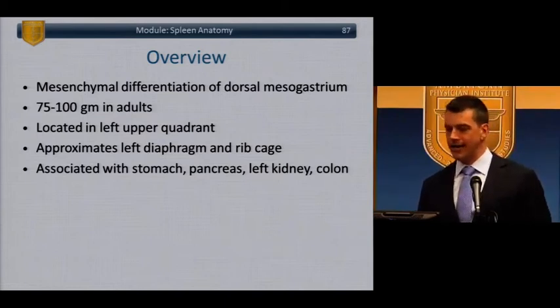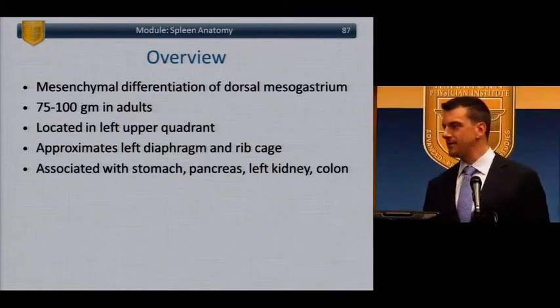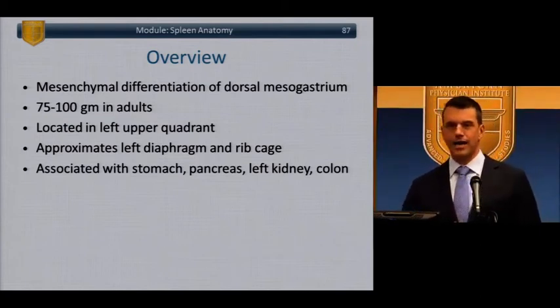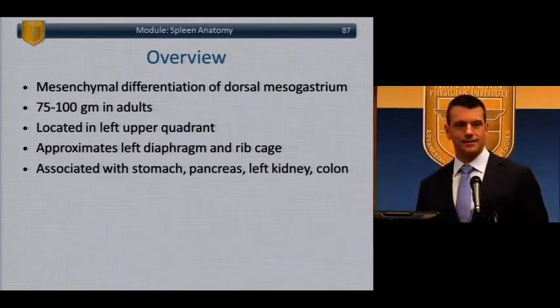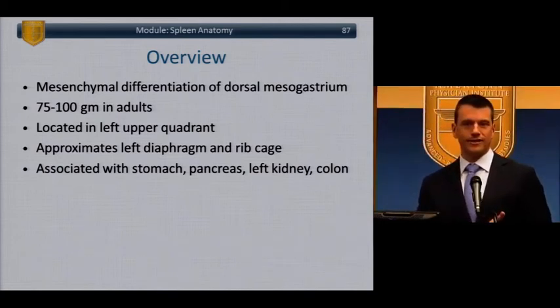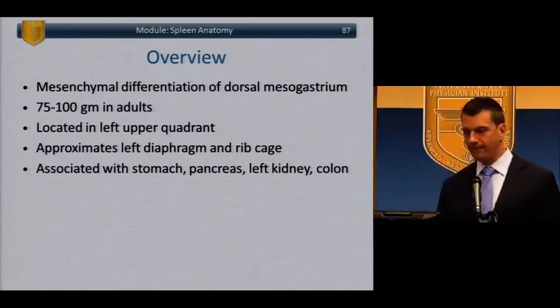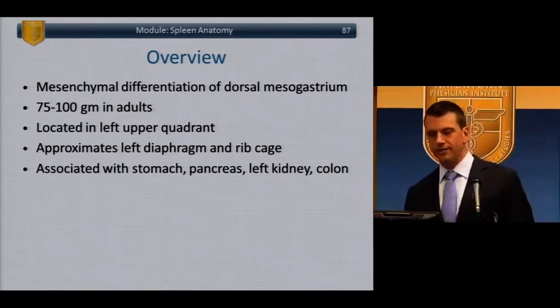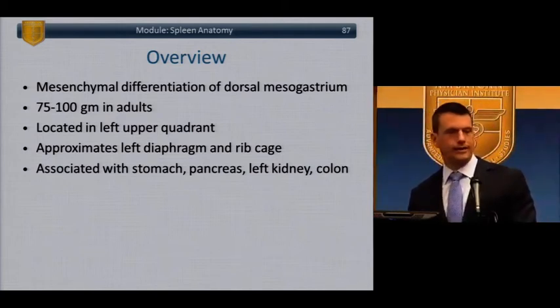It again is located in the left upper quadrant. It approximates closely to the left diaphragm and the rib cage, and occasionally will have actual notching related to that. That becomes important in trauma cases. If you see 3 or 4 rib fractures over there on the left, be thinking splenic laceration because of that close and intimate involvement. It's also very closely associated with the tail of the pancreas, the left kidney, the colon, and the stomach.